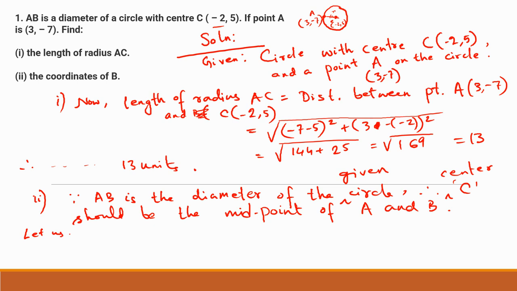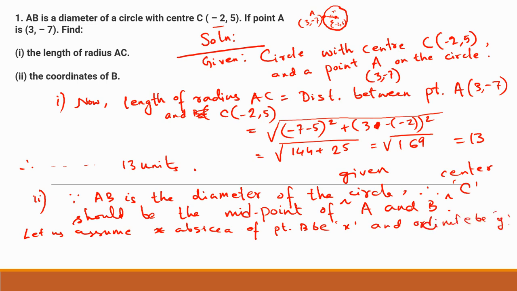Let us assume the abscissa of point B is bx and the ordinate is by. Either write this or just say let us assume point B as x comma y. It's the same thing. Therefore, according to the problem, the center is the midpoint, right? The center becomes the midpoint.